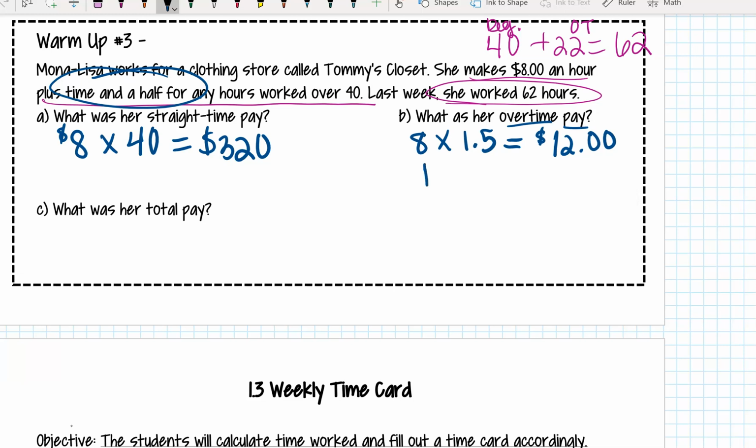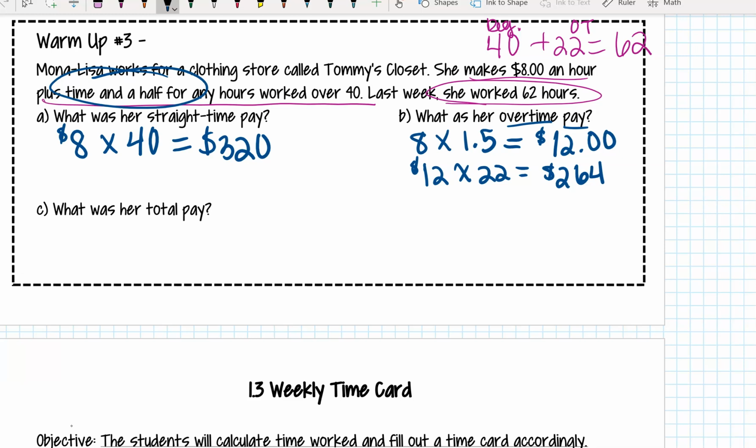Okay, she worked 22 hours over. So what's 12 times 22? Seth finished out. $264. No change. Just 264. Yeah, Michael. You got stuck. Thank you.